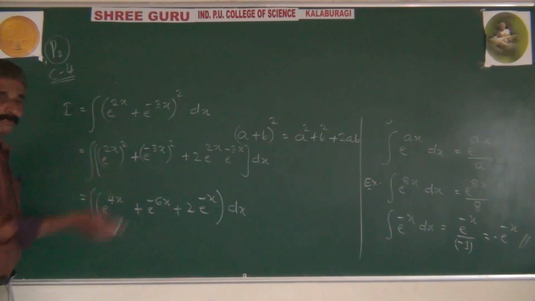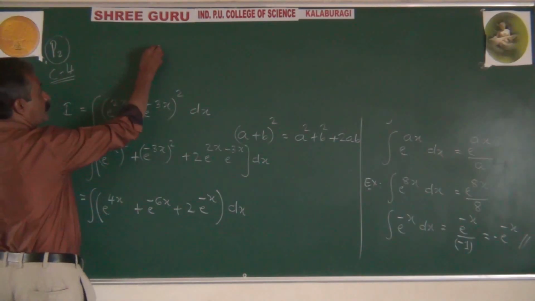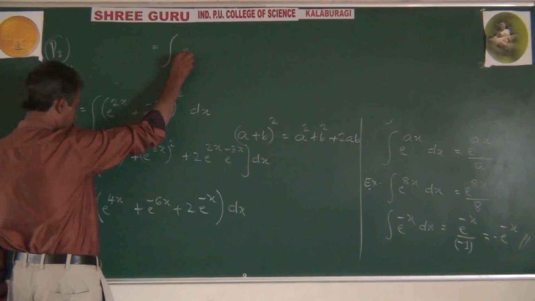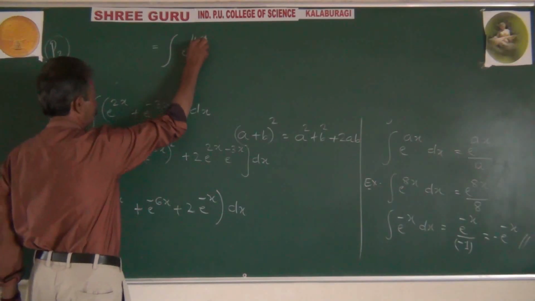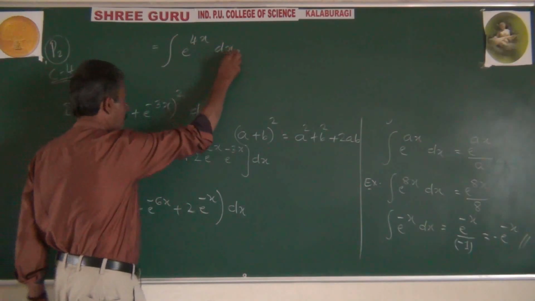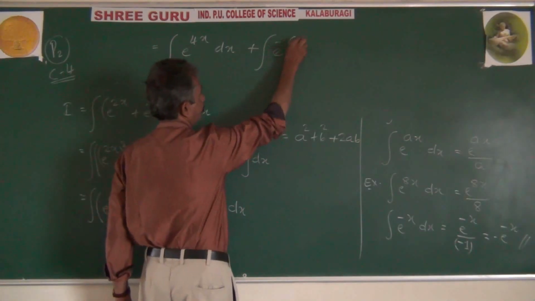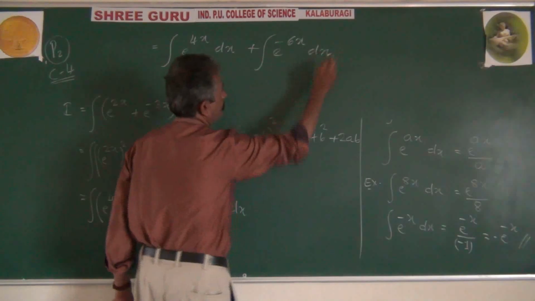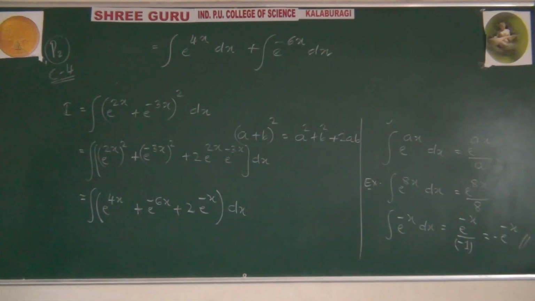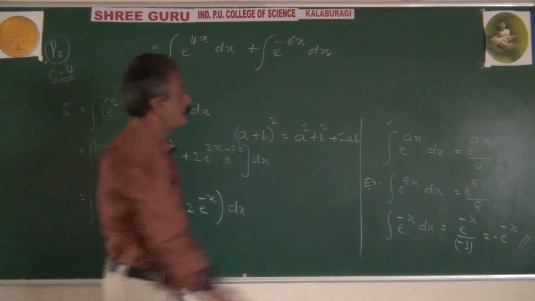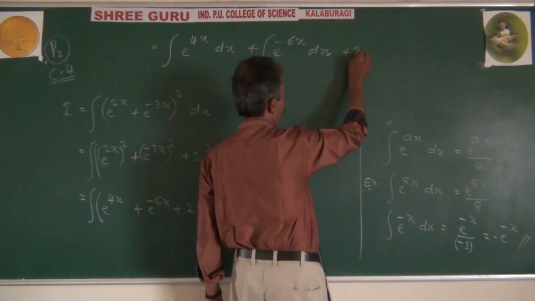Now we can bifurcate into how many terms? 3 terms. That is equal to the first term, integration of e^(4x), plus the next term, integration of e^(-6x), then 2 into the integration of e^(-x).